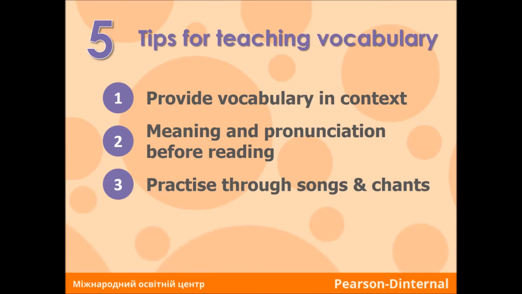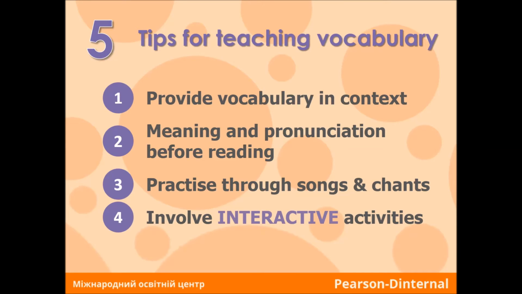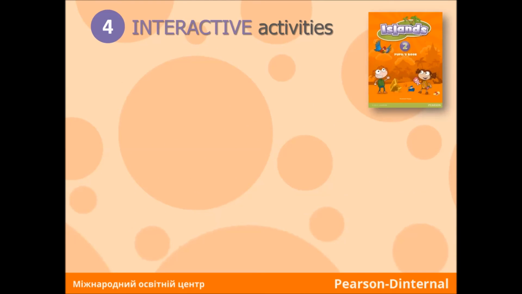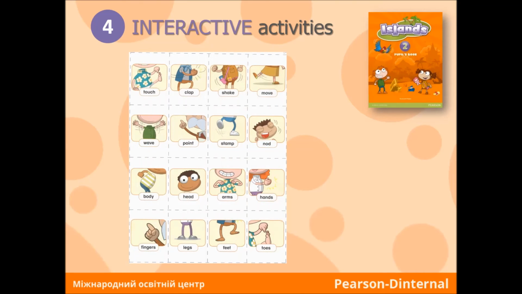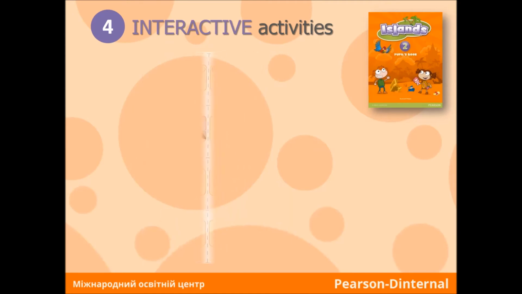Tip number 4 is to involve interactive activities, such as pair work, different kinds of games, group mini projects, which provide an opportunity for students to interact and communicate in English. For example, children can interact with each other in pairs or small groups playing different games with cutout cards provided in Islands Pupils books. I will demonstrate the game of Snap.